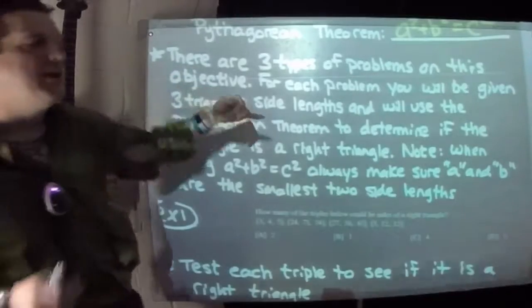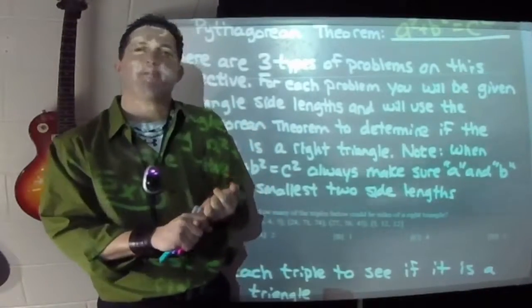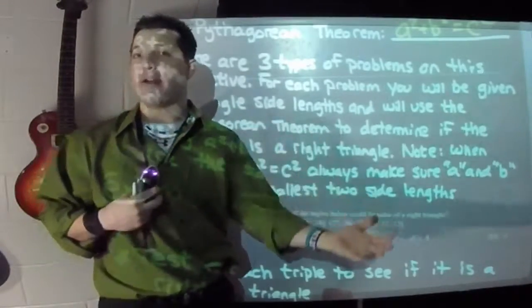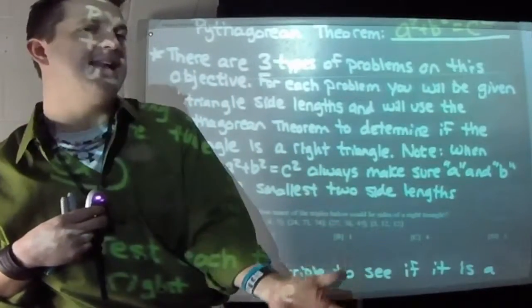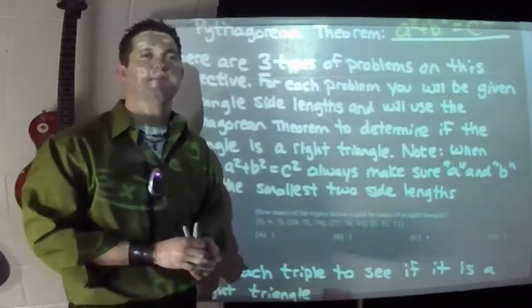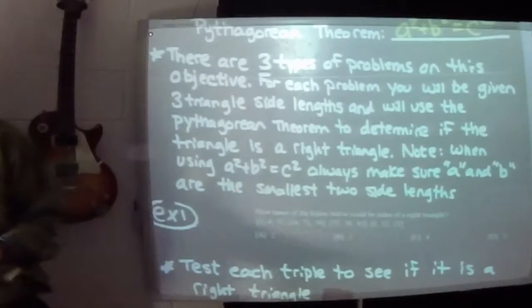We're going to cover each one. Each time you're asked to prove if a triangle is right or not. You're given 3 sides. You're not even given a picture. You're just given 3 side lengths, and you're supposed to go a squared, b squared, c squared. So let's look at this first problem.